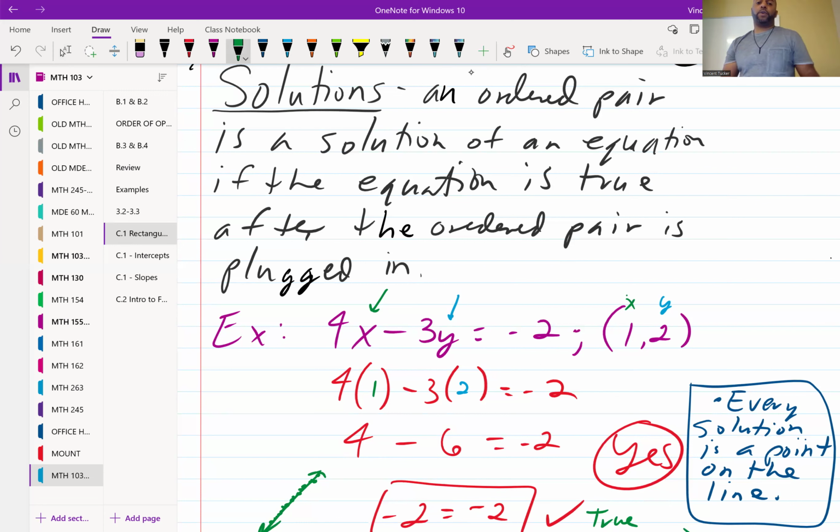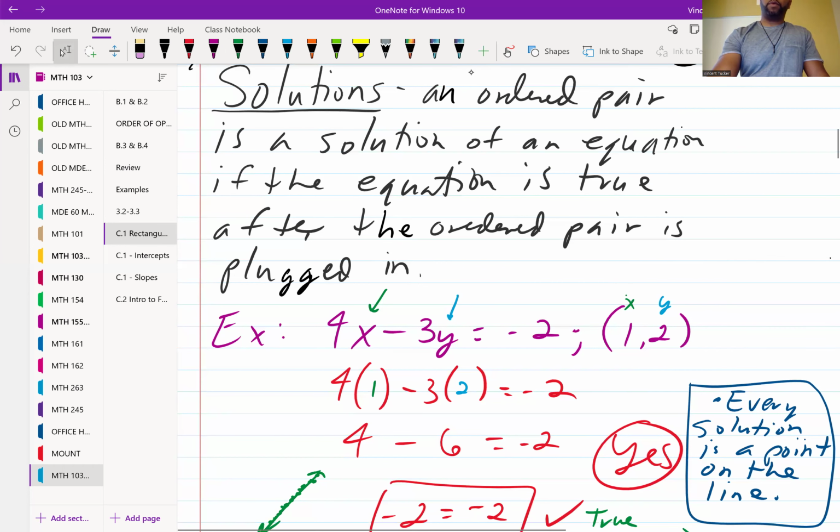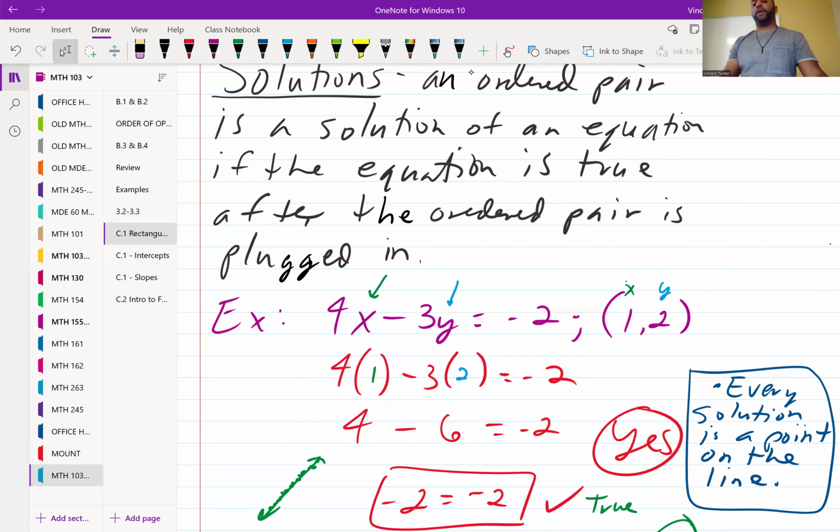All right, looking at this equation, we have 4x minus 3y equal to -2. And we want to know, is this ordered pair (1, 2) an actual solution? Remember I mentioned before, when it comes to the ordered pair, your first component is x, the second one is y. So x is going to be 1 in our equation, and y is going to be 2 when we plug them in.